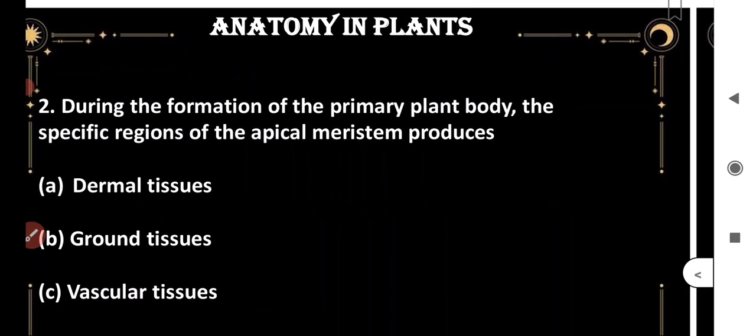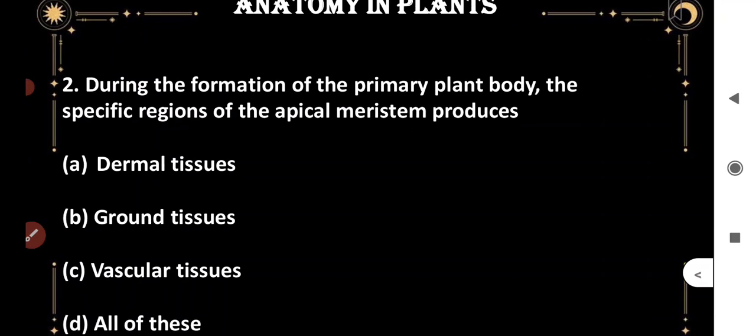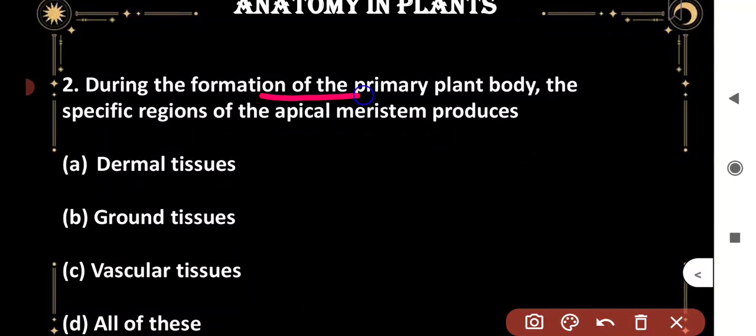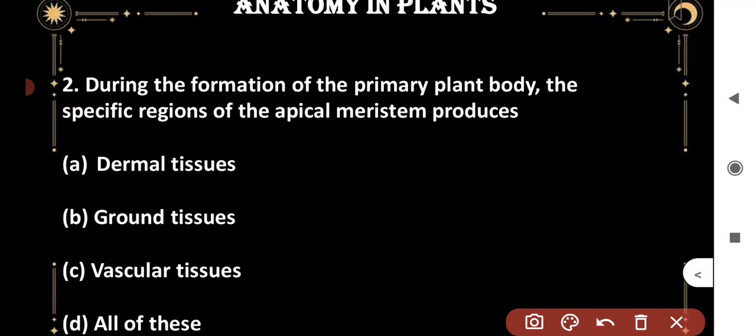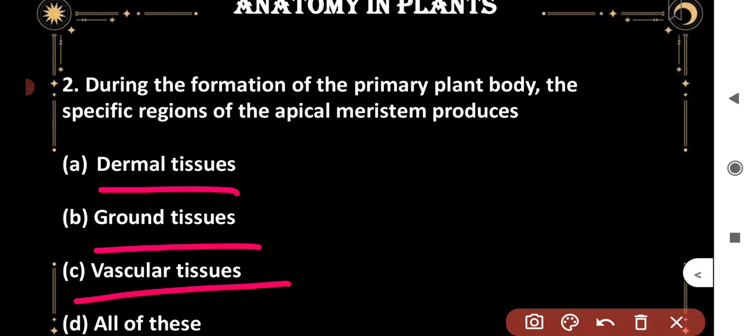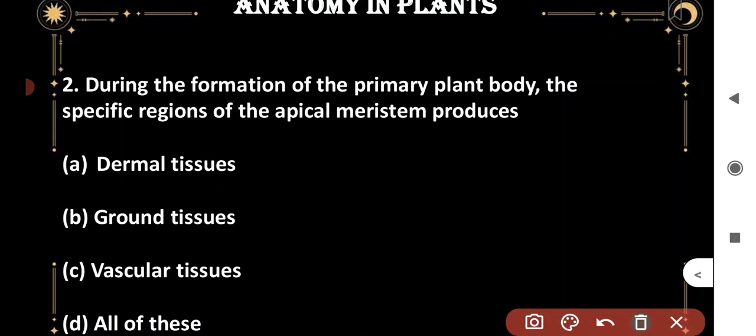During the formation of primary plant body, the specific regions of apical meristem produce dermal tissues, ground tissues, vascular tissues, all of these. This is a direct NCERT line: as the apical meristem grows, some specific regions form dermal tissues, ground tissues and vascular tissues. Okay, so all of this is correct.